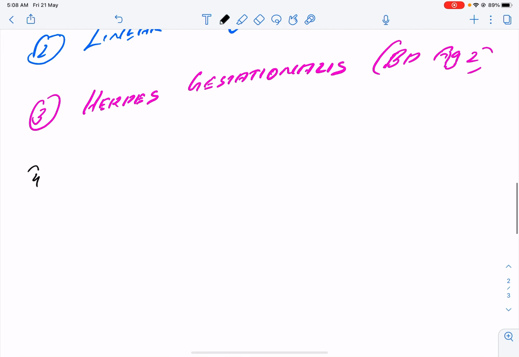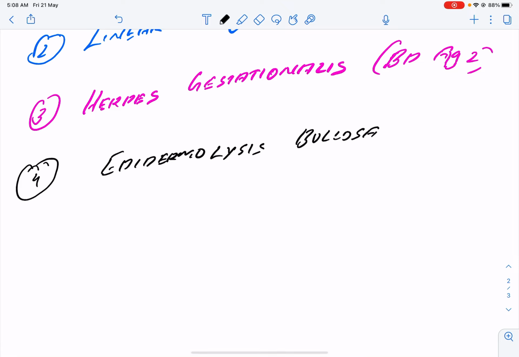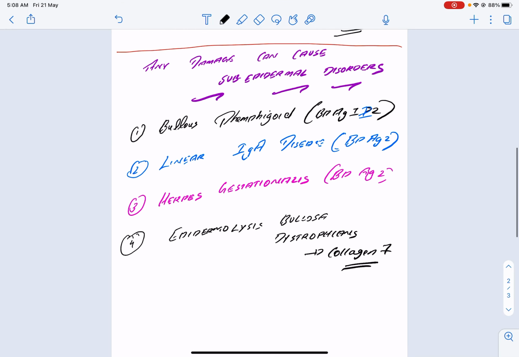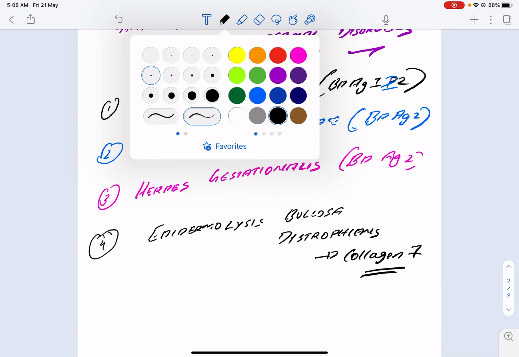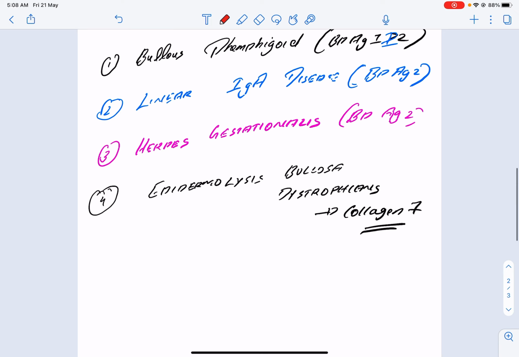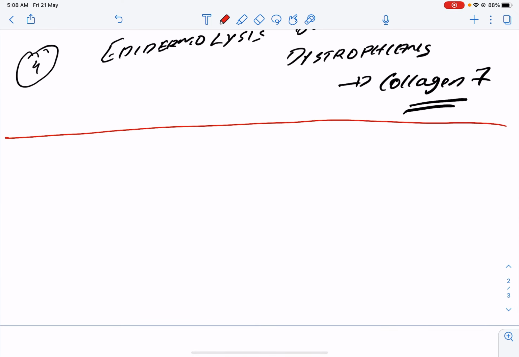Then we have epidermolysis bullosa dystrophica. These are the main pathologies, and they are because of damage to collagen 7. These are the main disorders we have to remember from the subepidermal disorders, or epidermodermal junction protein disorders. So that's all about the junction we have to know.